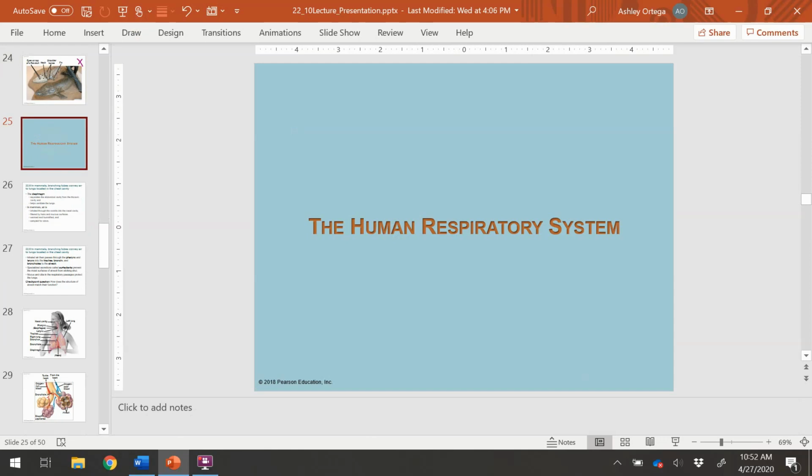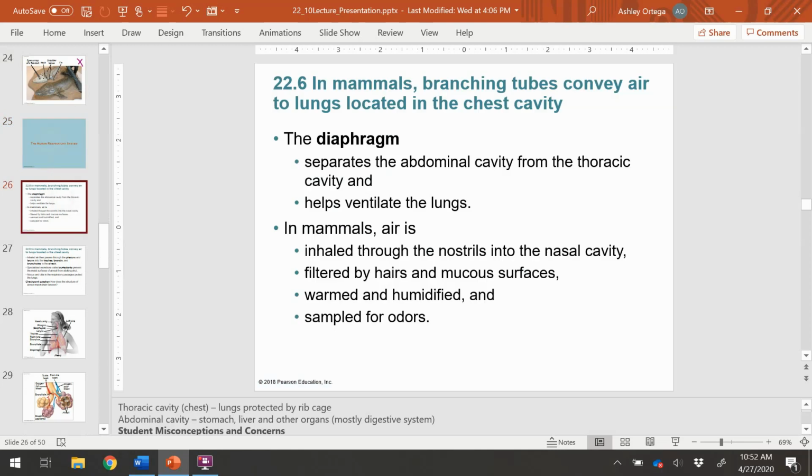All right, so let's now take a look at the human respiratory system and how we exchange gases with the lungs. And so to understand the lungs, you also have to understand other components of the human body. And so one of those is called the diaphragm.